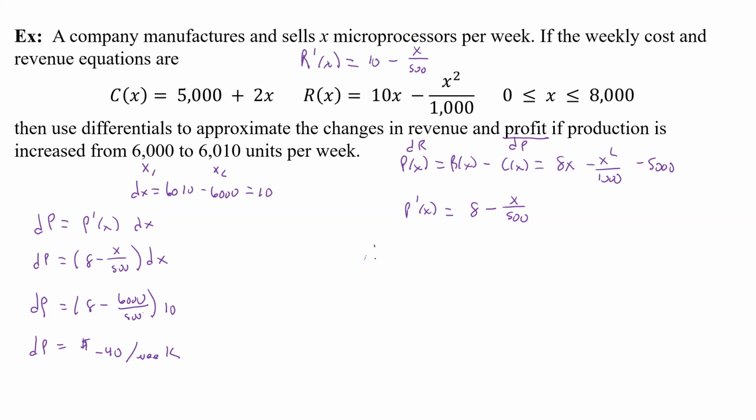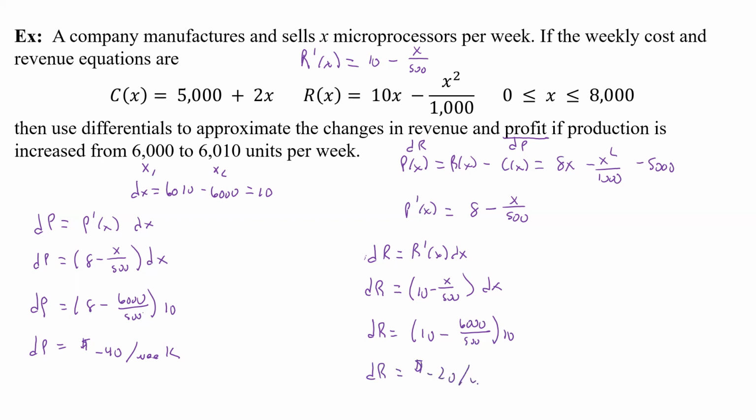So we're going to do exactly the same thing here, except now dR is equal to R prime of x dx. So dR is equal to 10 minus x over 500 times dx. We've got all the same things: we've got our dx and we have our 6,000, so we just plug it in. dR is equal to 10 minus 6,000 over 500 times 10. If we change that from an 8 to a 10, we get negative 20. So dR is going to be negative $20 per week.